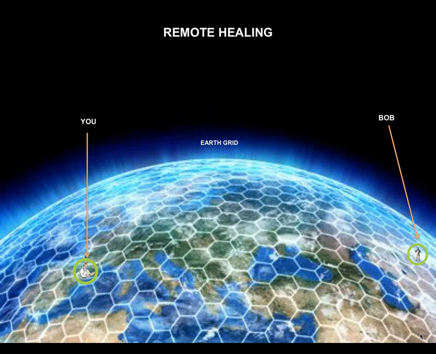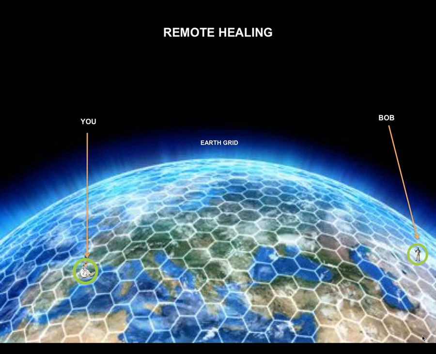Those hexagons that you see are what we call the grid system. For those who have taken Mastering the Human Mind, you know what I'm talking about. We're going to go a little bit more into that in the next slide. But it is just to give you a sense that it's not just physical distance, but there is a matrix that is separating you from the other person on the other side of the planet.